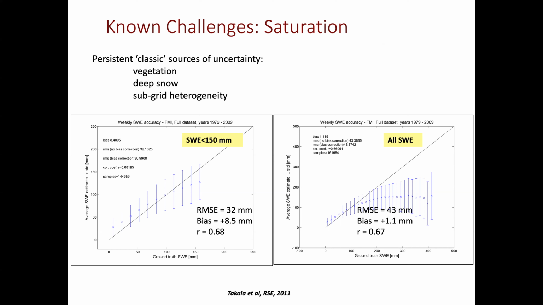For shallower snow on the left graph, less than 150 millimeters, the plotted points and error bars basically follow the one-to-one line, indicating that they're a good estimate of snow volume. On the graph on the right side, showing SWE from 0 to 400 millimeters, you can see that the ground estimates are much larger than the satellite estimated SWE, and hence the graph with the blue lines and uncertainty estimates moves off to the right, away from the one-to-one line.